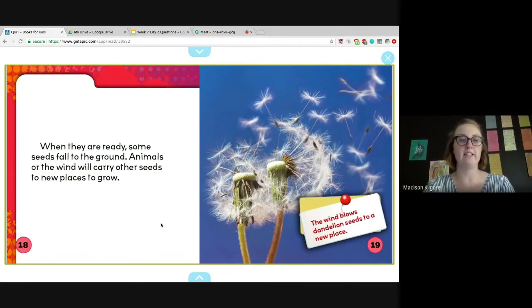When they are ready, some seeds fall to the ground. Animals or the wind will carry the other seeds to new places to grow. And this photograph is matching perfectly what the text is saying. We see the wind carrying off these dandelion seeds. And we know for sure it's dandelion seeds if you read the caption, because it says the wind blows dandelion seeds to a new place. So dandelion is the type of flower here, the type of plant.